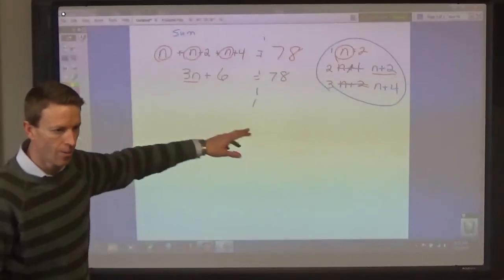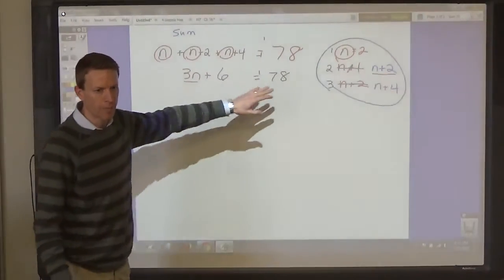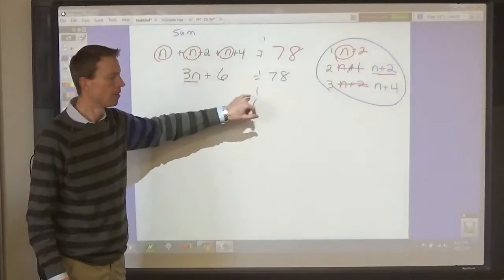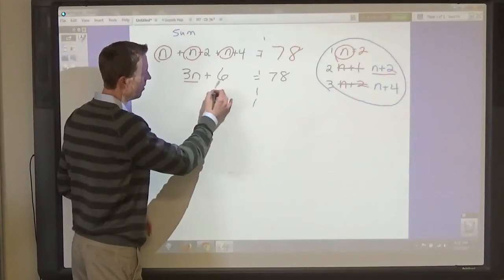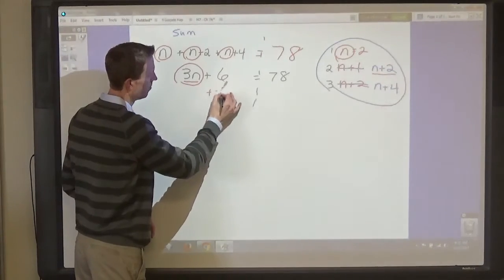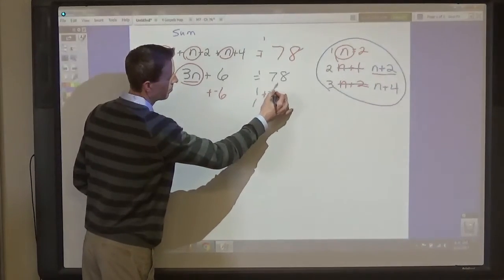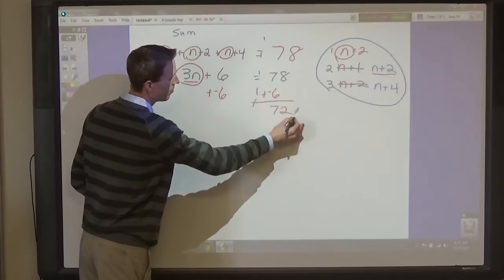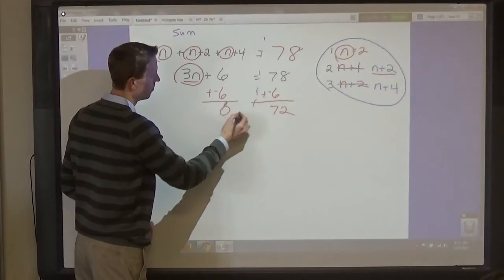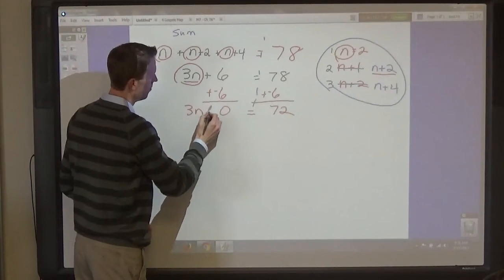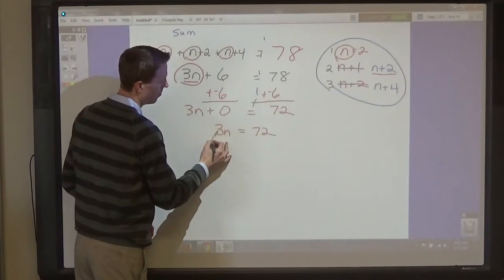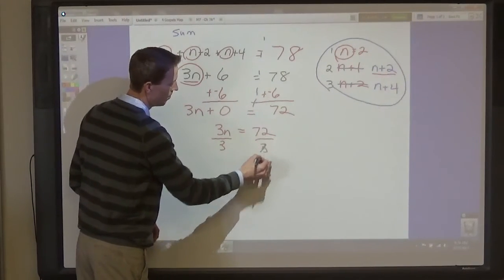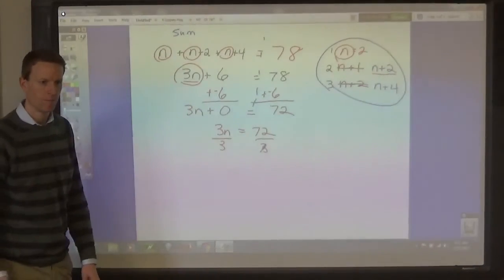Cole, you were explaining what we need to do to solve this. What's the next step? The next step is to get 3n by itself, so you can do plus negative 6 on both sides. Right. It would be 3n plus 0 equals 72. And then you divide by 3 on both sides, and you get n, and then n equals 24.